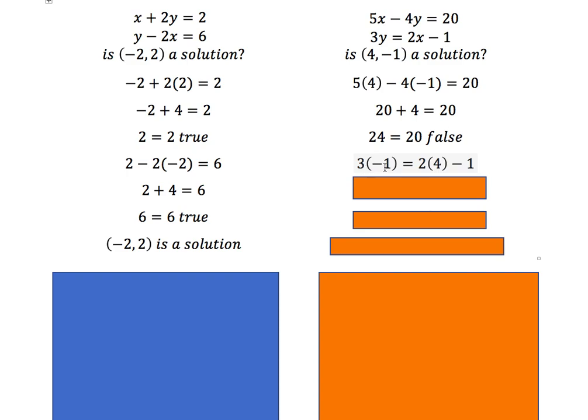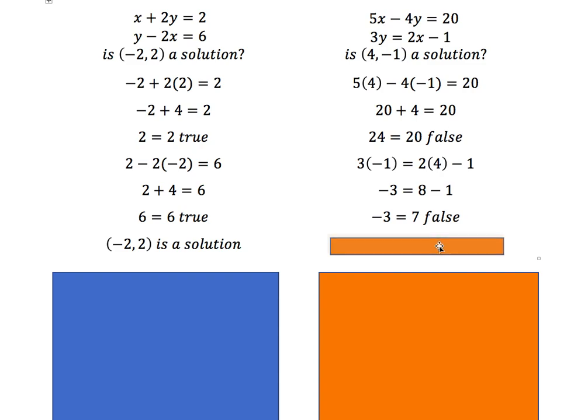We have 3 times 4 plus -1 times -1, and that's supposed to equal 2 times 4 minus 1. When you simplify, you get -3 equals 8 minus 1. Simplify further, you get -3 equals 7. Again, that's also a false statement, so that means that 4, -1 is not a solution to the system of equations.